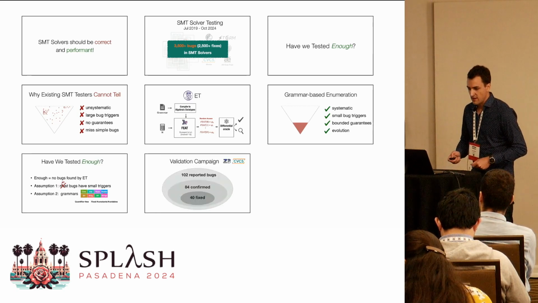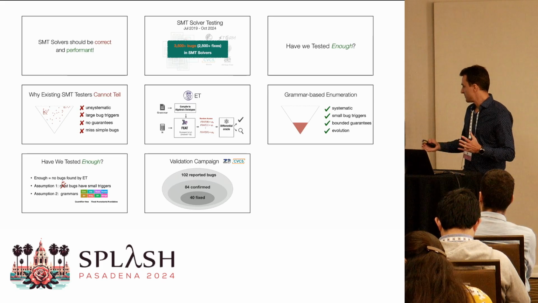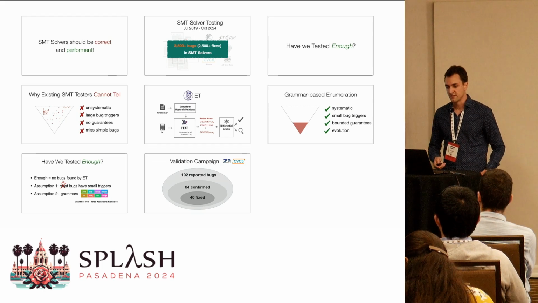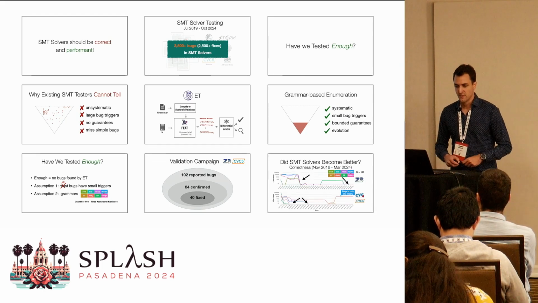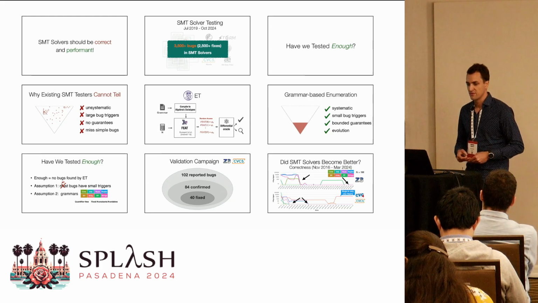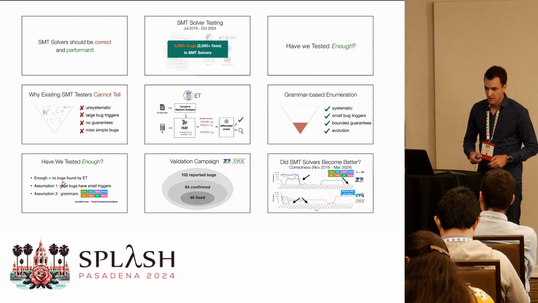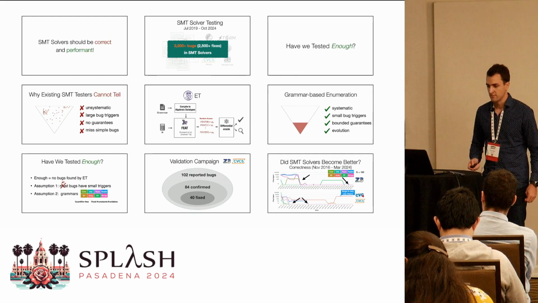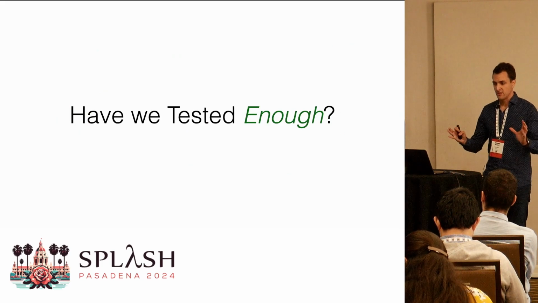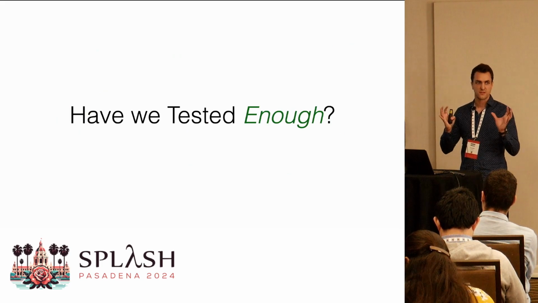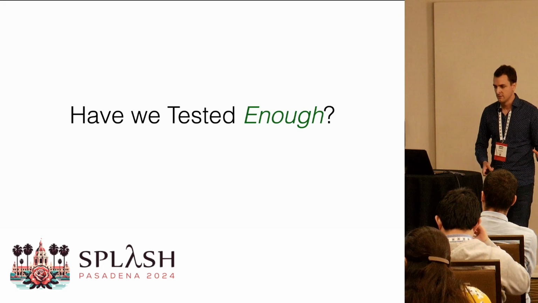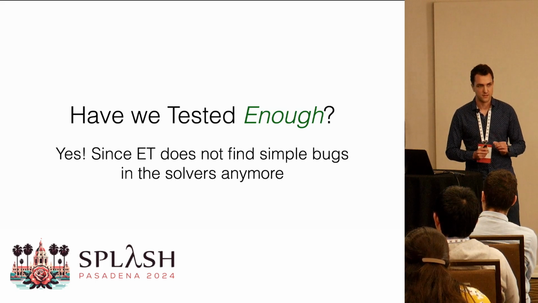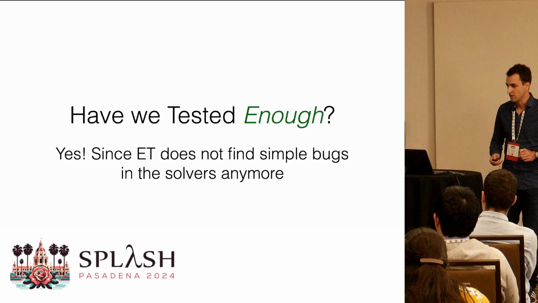We then did a validation campaign, finding 100 bugs and showing the absence of bugs in the important theories. And we could also observe significant performance improvements when we investigated evolution. So ultimately, we can now answer the question, have we tested enough? Yes, since ET does not find bugs in the theories and solvers anymore.